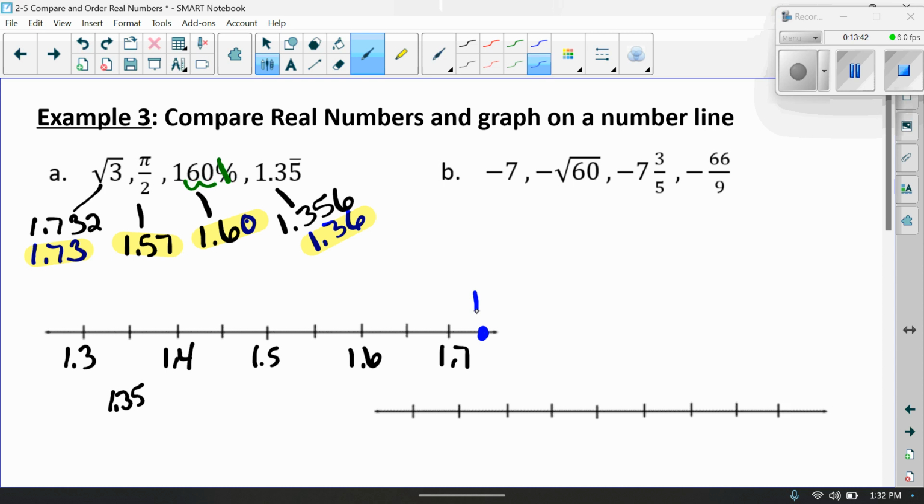Oh, we're going to put the square root of 3, right? Don't forget, we want to put the original format. So we're going to put square root of 3. Everybody good? And then we've got 1.57. So 1.55 is right in the middle. 1.57 is right about here. So this is going to be pi over 2. And then 1.6, that's an easy one. And that's 160%.